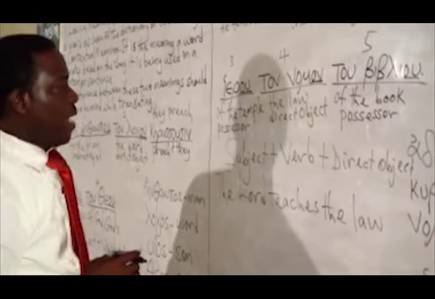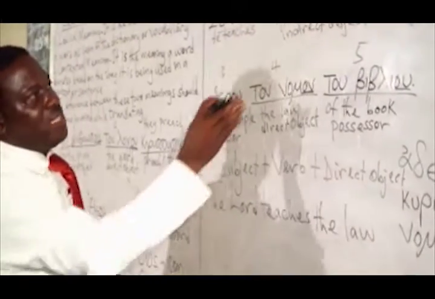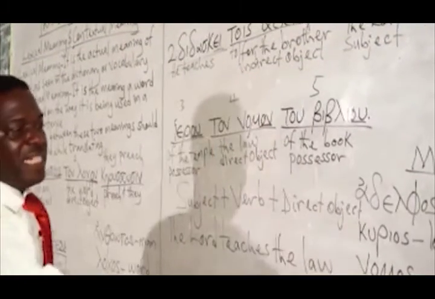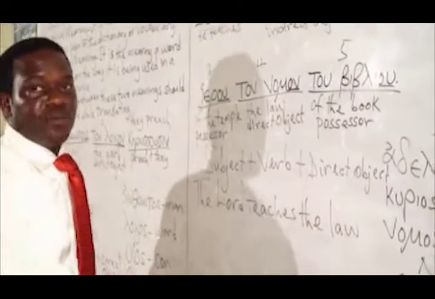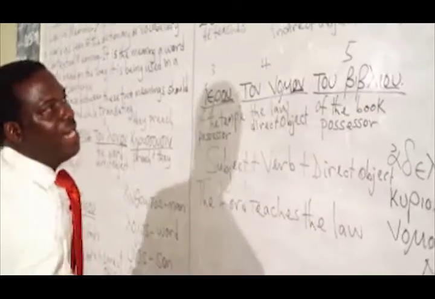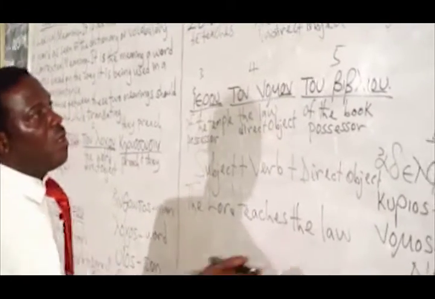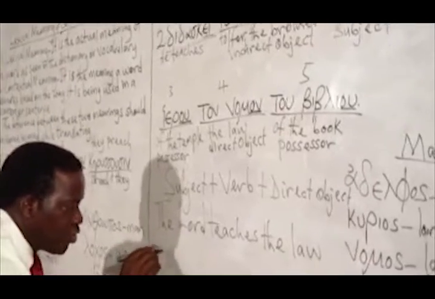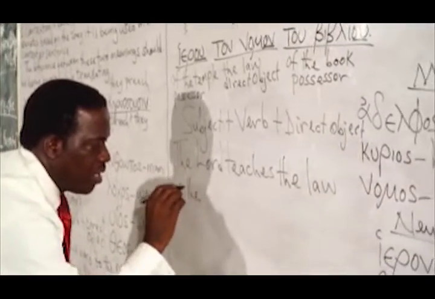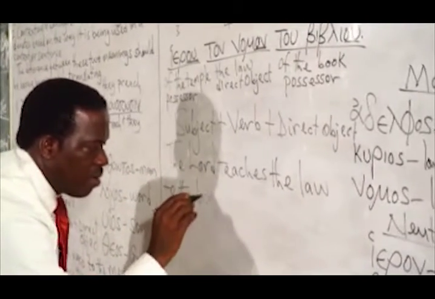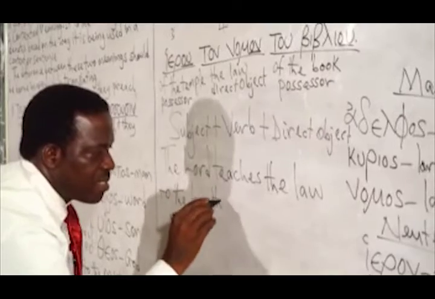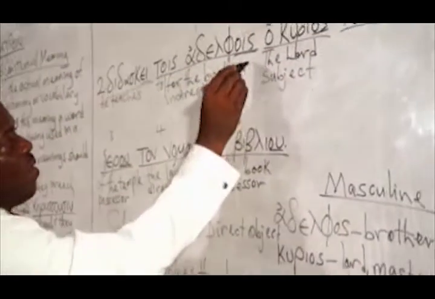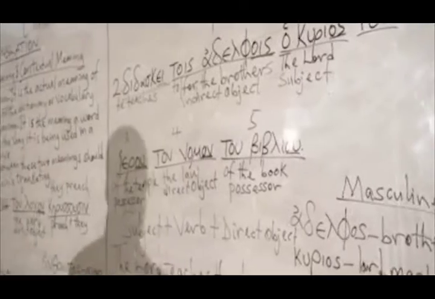Then we come to the next one, which is the indirect object, because after the direct object, the indirect object will come. So we have the Lord teaches the law to the brothers.